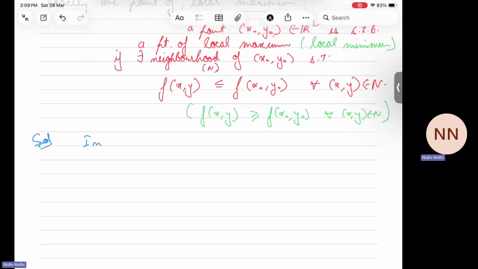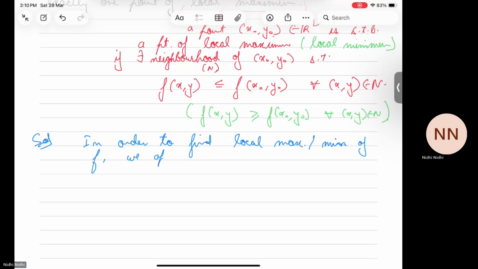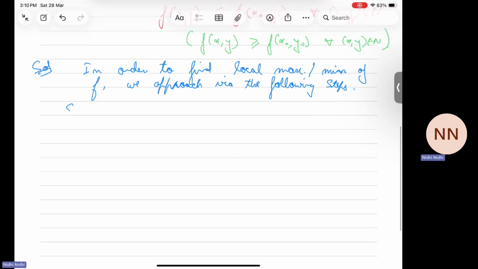Solution. So in order to find local maximum/minimum of a function f, we follow the following steps. Step 1 is to find critical points.